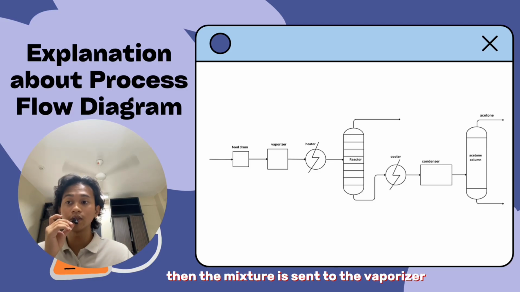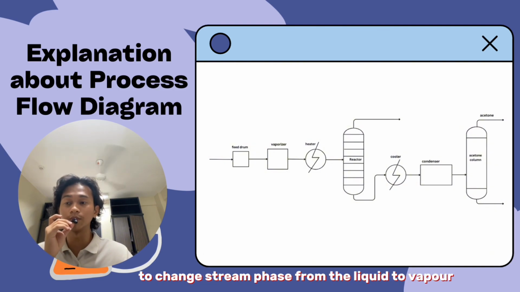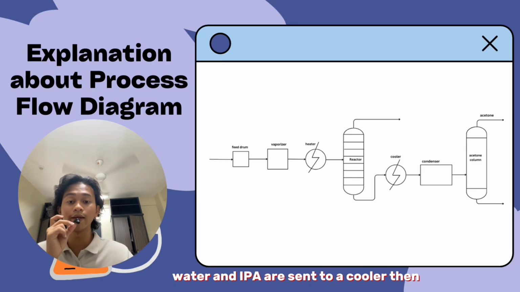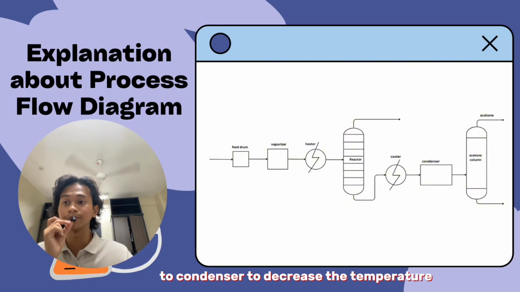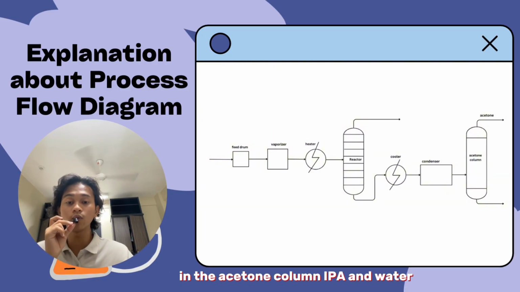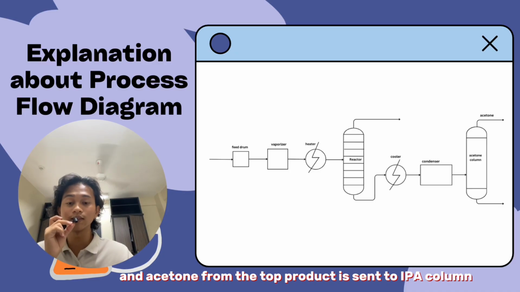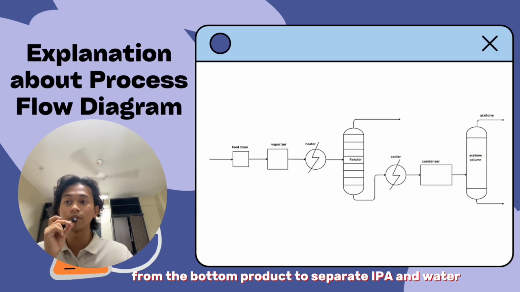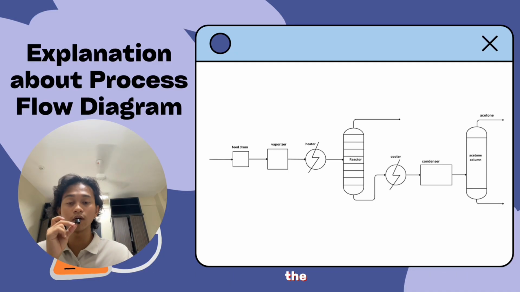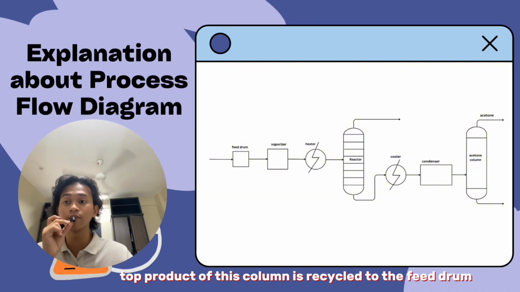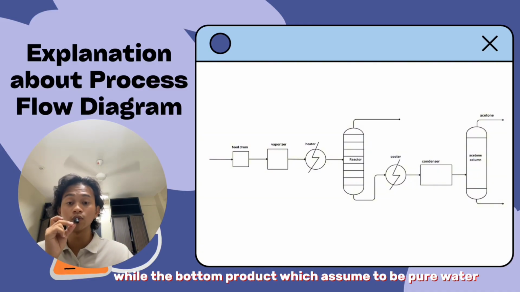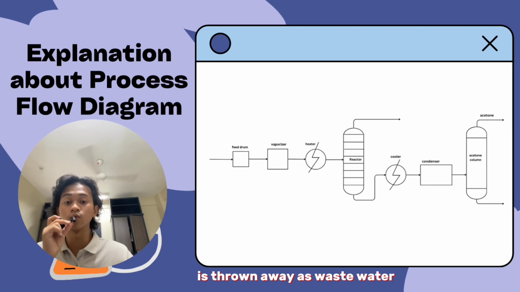Then, the mixture is sent to the vaporizer to change the phase from liquid to vapor. When the mixture goes to the reactor, it undergoes an endothermic reaction. The mixture containing acetone, hydrogen, water, and IPA is sent to a cooler, then to a condenser to decrease the temperature. In the acetone column, acetone from the top is the product, and the IPA and water from the bottom are sent to the IPA column to separate IPA and water. The top product of this column is recycled to the feed stream, while the bottom product, which is assumed to be pure water, is thrown away as wastewater.